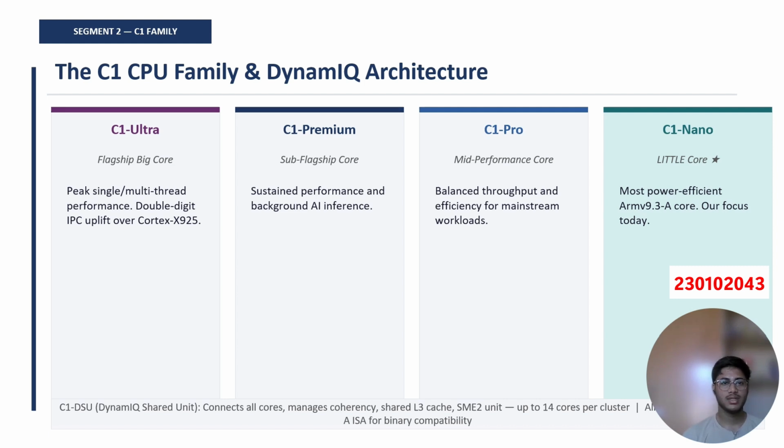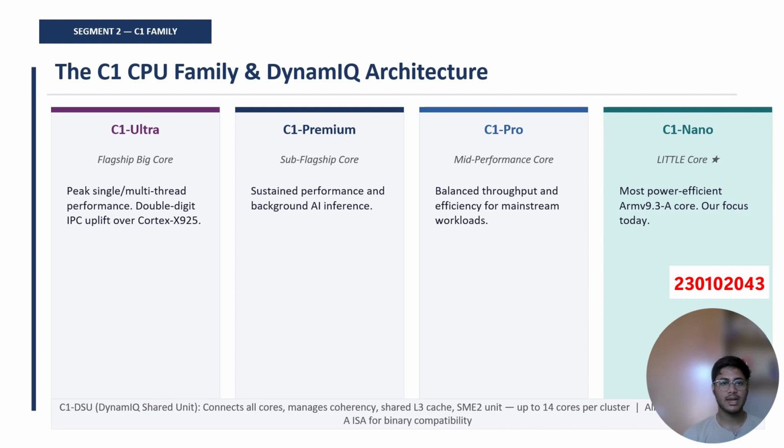ARM's C1 lineup has four tiers. At the top, we have C1 Ultra, the flagship big core, built for peak single and multi-threaded performance. Then the C1 Premium for sustained performance and background AI. And next is the C1 Pro for balanced mainstream workloads. And at the bottom, we have C1 Nano, the most power efficient core in the family.